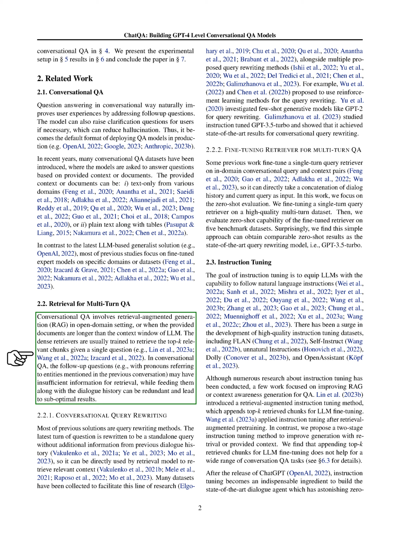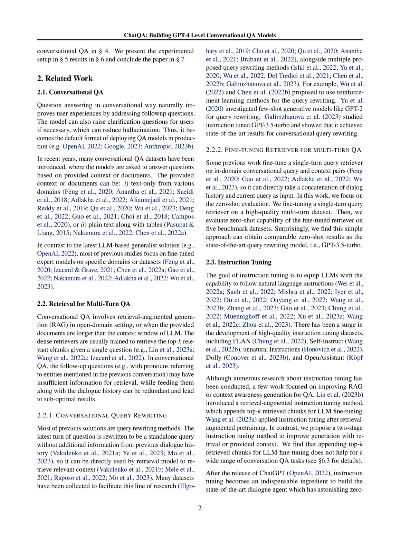The dense retrievers are usually trained to retrieve the top K relevant chunks given a single question. In conversational QA, follow-up questions may have insufficient information for retrieval, while feeding them along with the dialogue history can be redundant and lead to suboptimal results. Most previous solutions are query rewriting methods. The latest turn of question is rewritten to be a standalone query without additional information from previous dialogue history, so it can be directly used by retrieval model to retrieve relevant context. Many datasets have been collected to facilitate this line of research, alongside multiple proposed query rewriting methods.